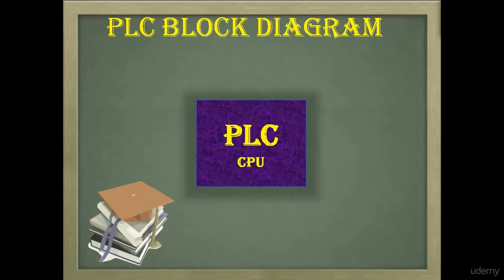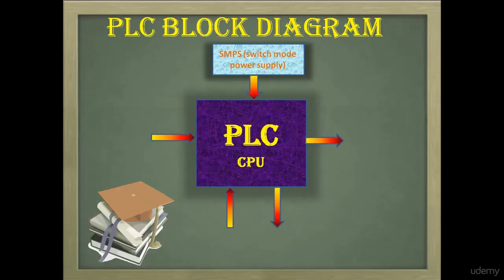A PLC can be energized by a DC or AC power supply. In the plant, DC energized PLCs are widely used. Here, this PLC is energized by the SMPS. SMPS stands for Switch Mode Power Supply. It converts the AC power supply to the DC power supply. SMPS provides the constant power supply to the PLC, that is 24 volt DC.